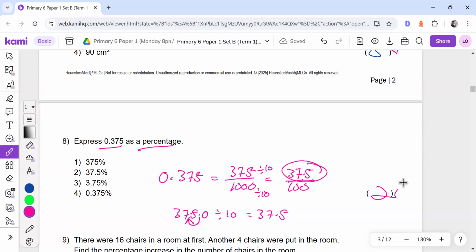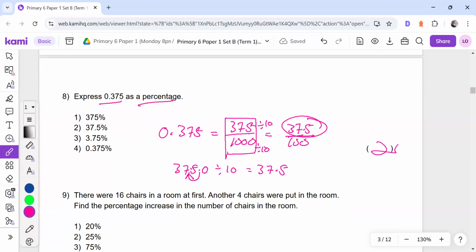Got it? So if you have a decimal, what do you do? You convert to fraction. And then what do you do? Make the denominator into 100. And once your denominator is 100, then the numerator is your answer already. The numerator is your percentage. All right, let's go to number 9.